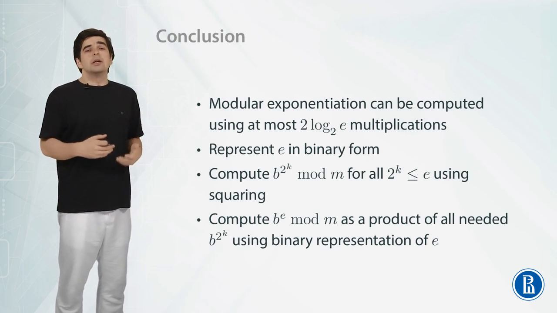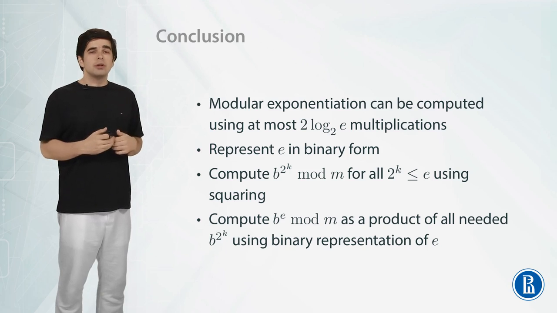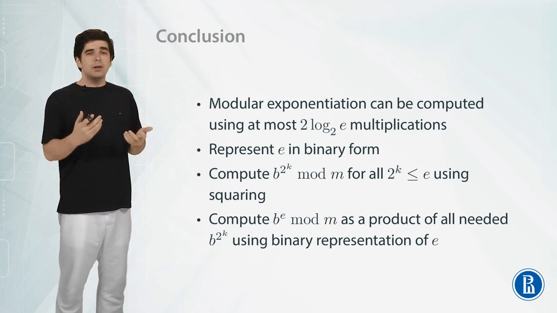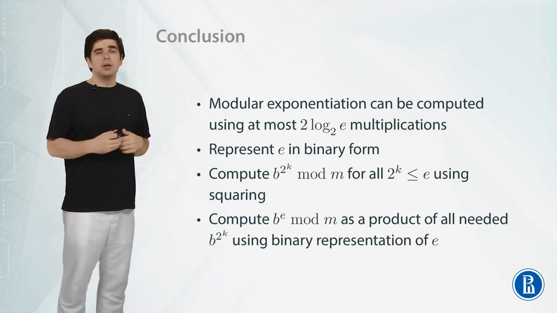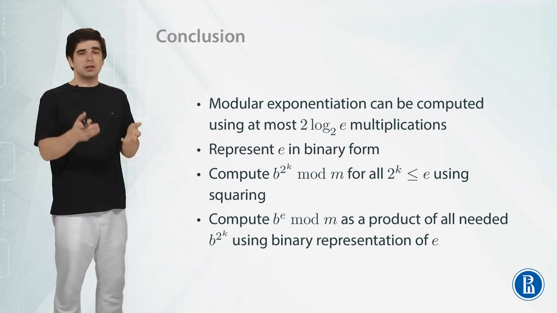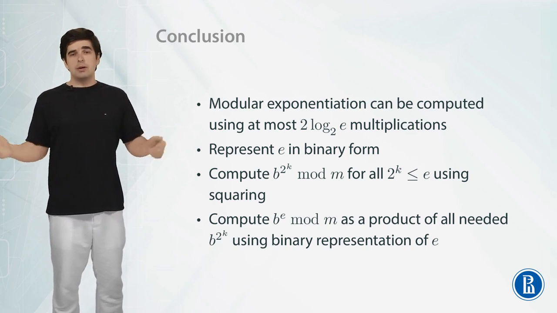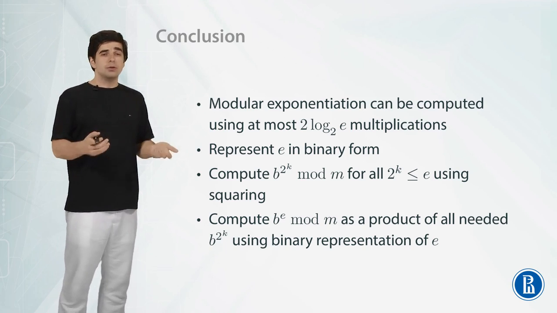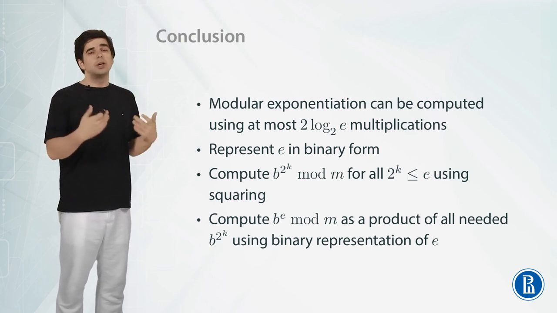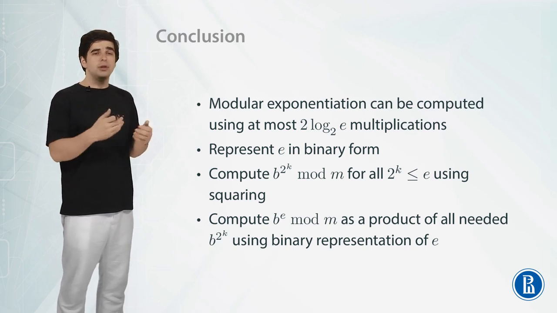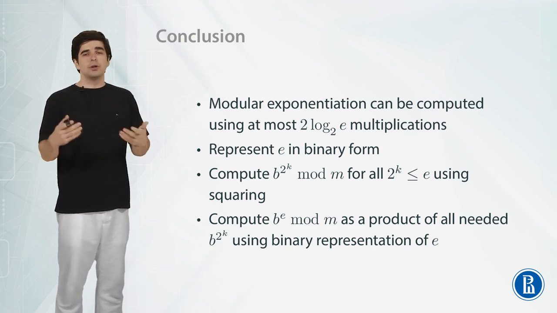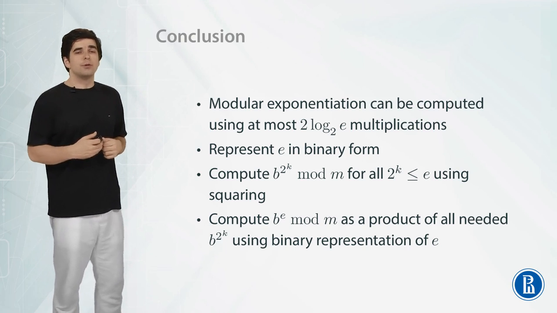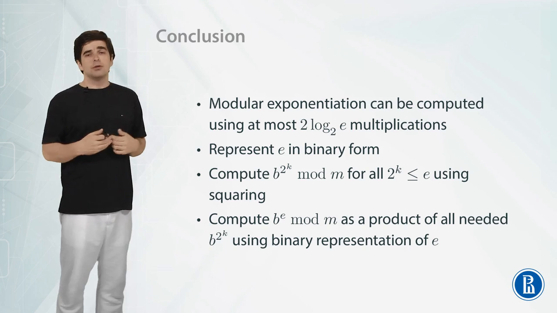And to conclude, modular exponentiation can be computed using at most 2 binary logarithms of e multiplications instead of just e multiplications. And for numbers e which have thousands of digits, this is just a few thousand instead of a huge number with 1000 digits itself. To do that, we represent e in binary form. We compute b to the 2 to the power of k for all powers of 2 less than or equal to e using squaring, and then compute finally b to the power of e modulo m as a product of all needed b to the 2 to the power of k using the binary representation of e.